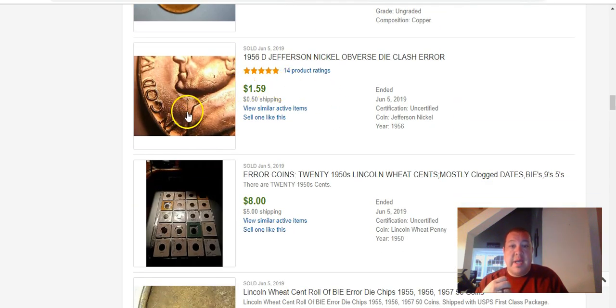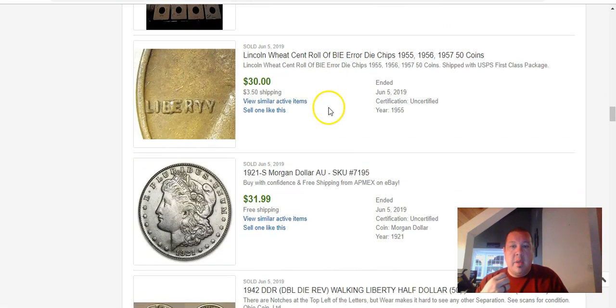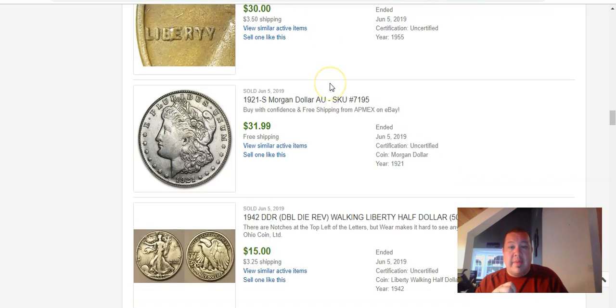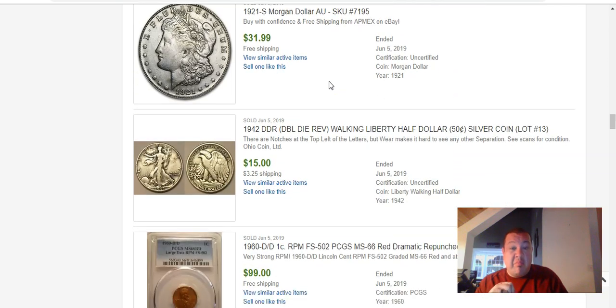Ooh, here's an obverse die clash. Kind of light, but there's quite a bit of deterioration of the die. You can tell from the heavy flow lines on the planchet of the coin. Sold for $2. Now that's cool. Someone sold a complete roll of 50 coins, all BIE cents, for $33.50. That's not bad. That's like, what, 75 cents a coin?